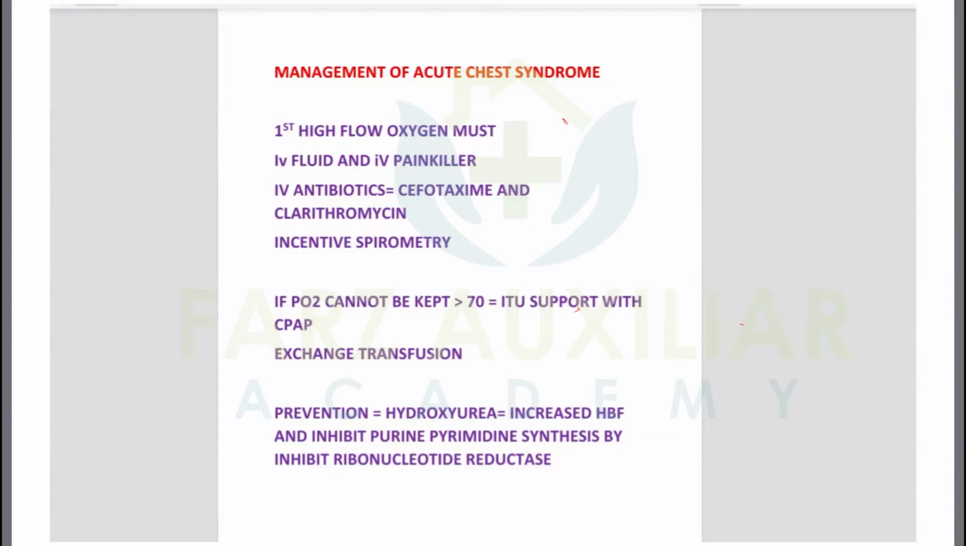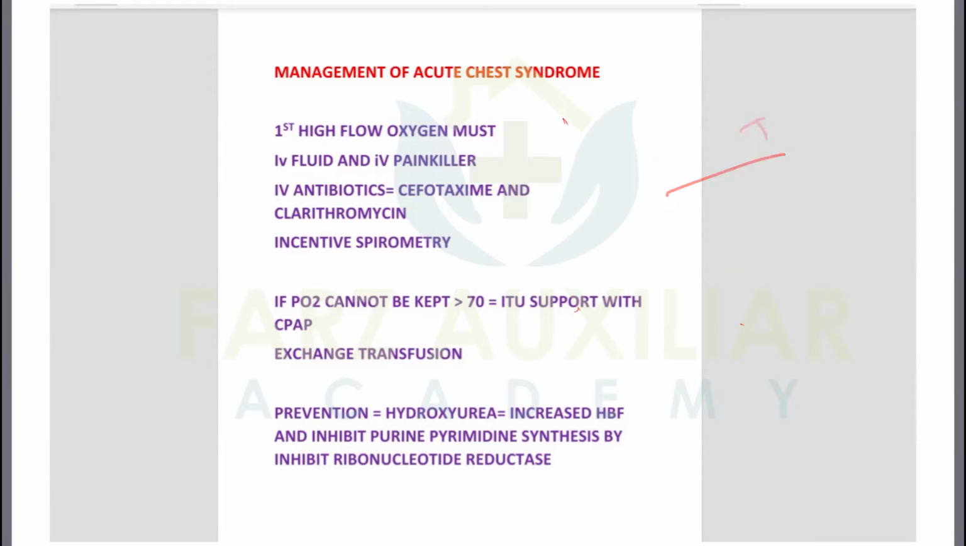So try to locate the question: what is the initial treatment, what is the definitive treatment, how can we give painkillers, what antibiotics we use, all these questions in acute chest syndrome. So you need to first pick up the sickle cell disease, then you need to pick up the chest complaints.